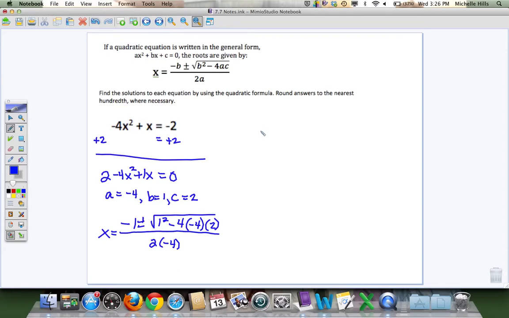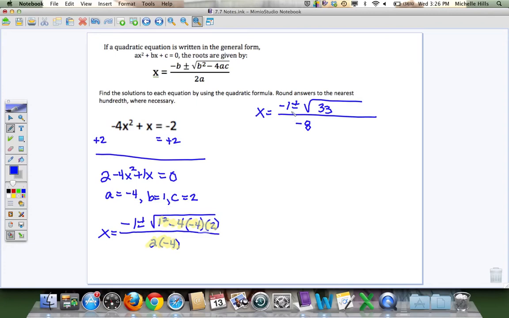Now, the only thing I want you to do in the next step is this. We're going to leave the negative 1 and the plus minus. We're going to leave the square root symbol. We are going to clean up the denominator and take 2 times negative 4, and we're going to clean up what's underneath the radical by doing 1 squared minus 4 times negative 4 times 2. Well, 1 squared minus 4 times negative 4 times 2, don't hit enter anywhere in there, is 33. And then 2 times negative 4 is negative 8.